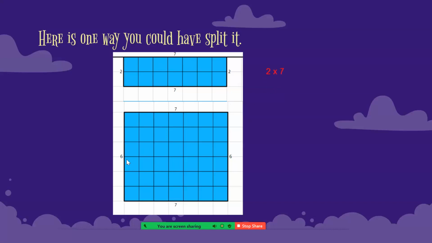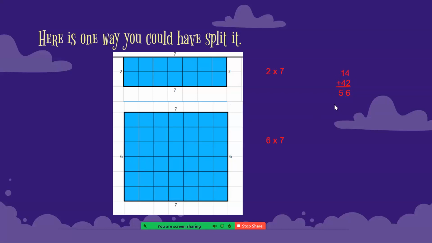I may not know my 6's, but I might know my 5's and then just add another 7 if I wanted to. But maybe I know my 6's. And so I know I'm going to have 14 plus 42, and I still get the answer of 56.